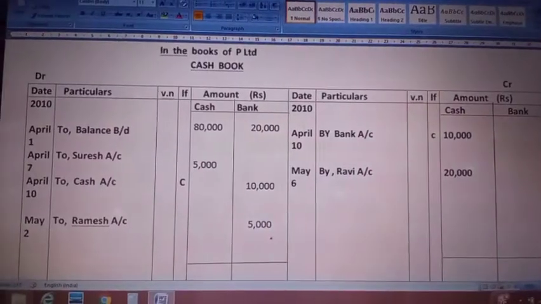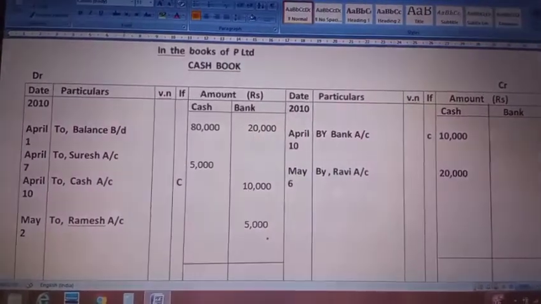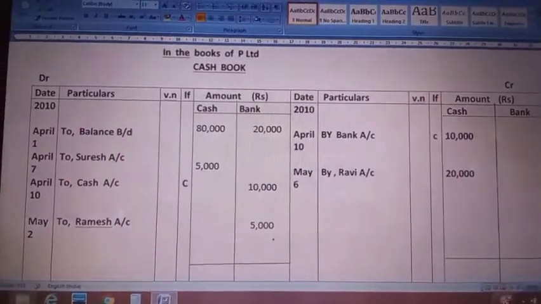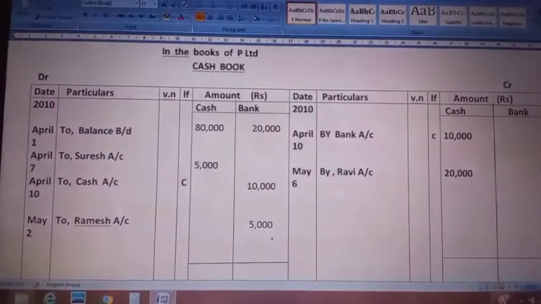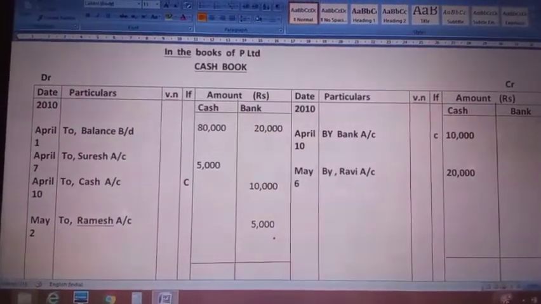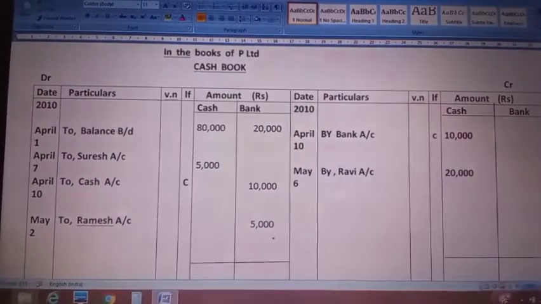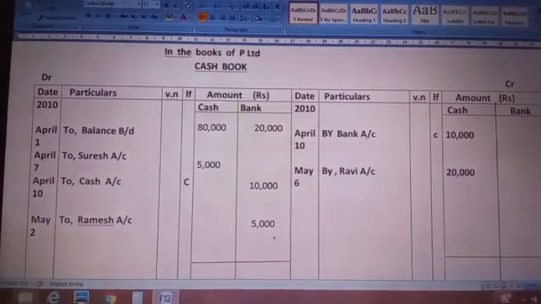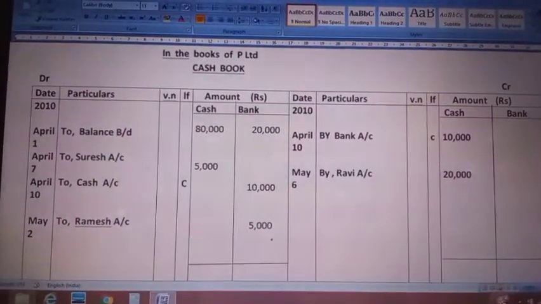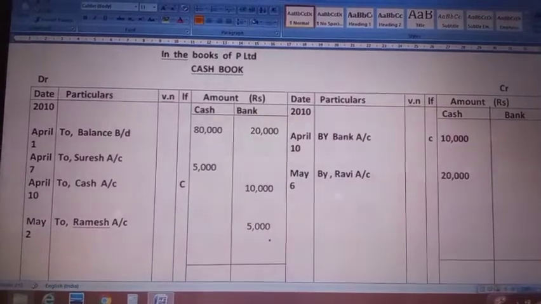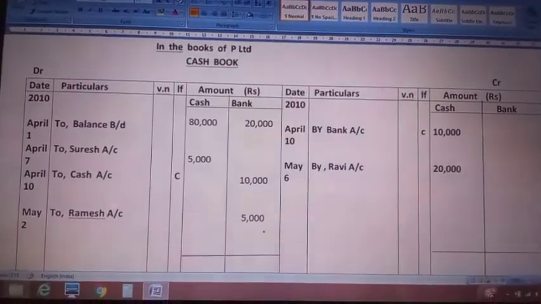so here you see on 1st April 2010 we are writing the opening balance. So cash we had 80,000 and bank balance we had 20,000, so we have written it as to balance BD. Then we have received from Suresh, so on April 7 we will write it as to Suresh account, and we will write in the cash column 5,000. Okay, then April 10, this is the contra entry, that is why we mention it in the LF as C. So contra C means contra entry.